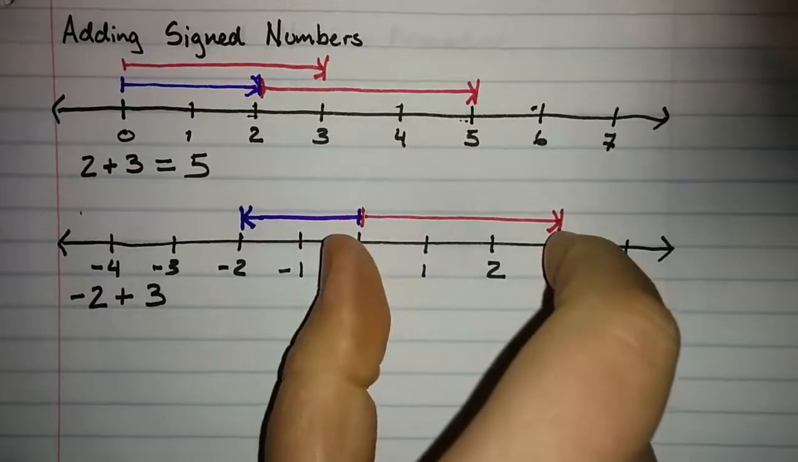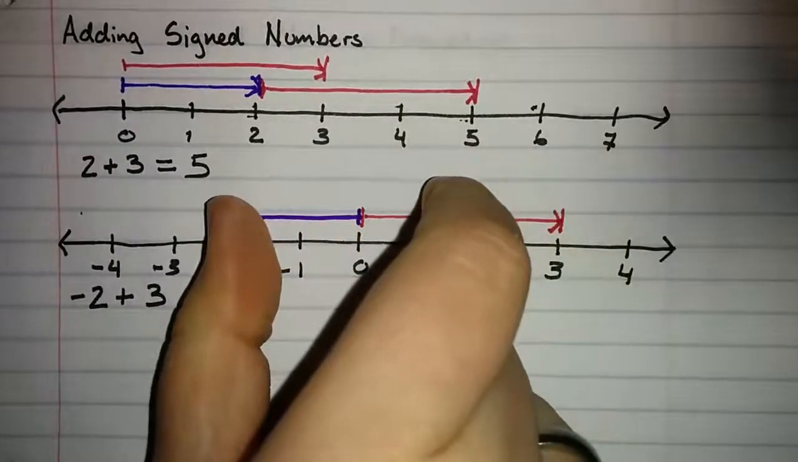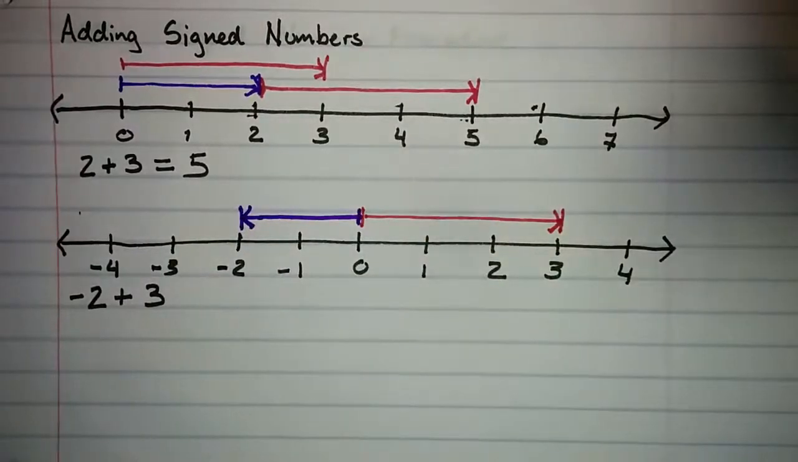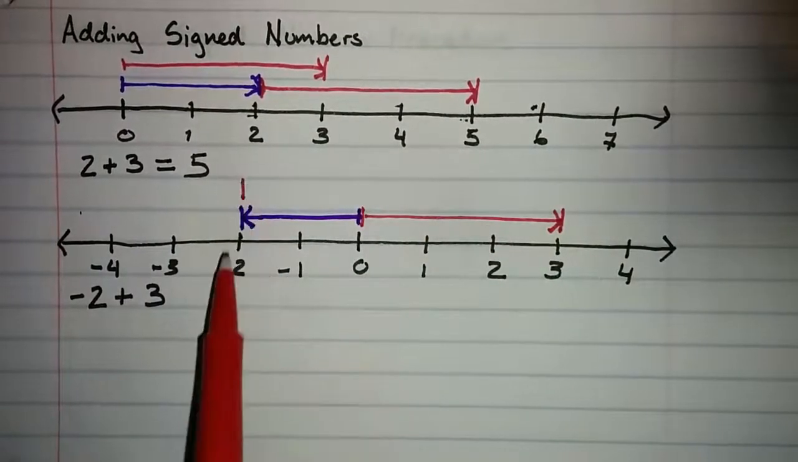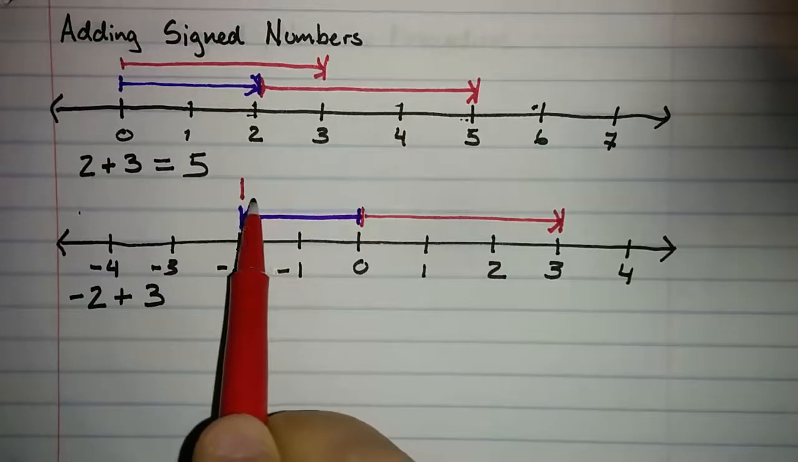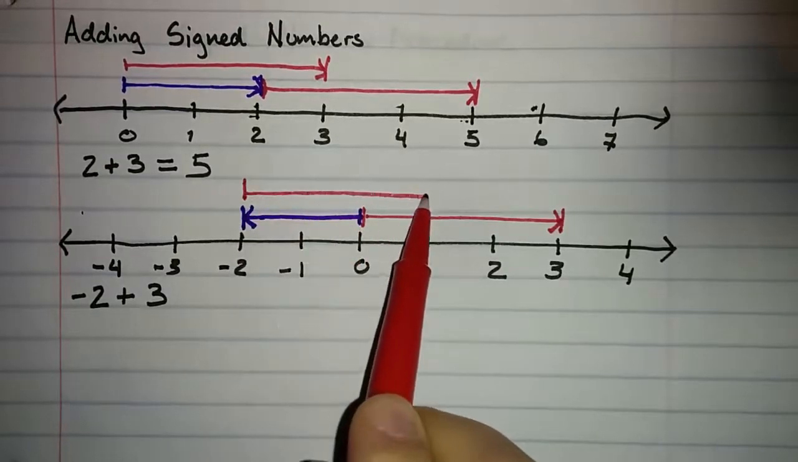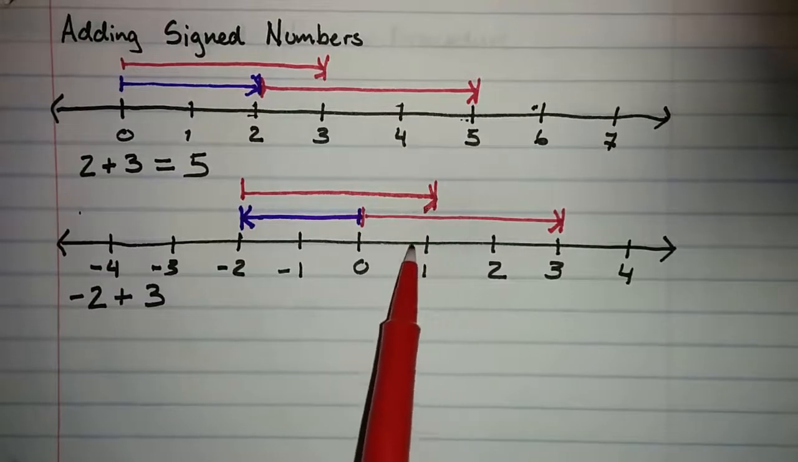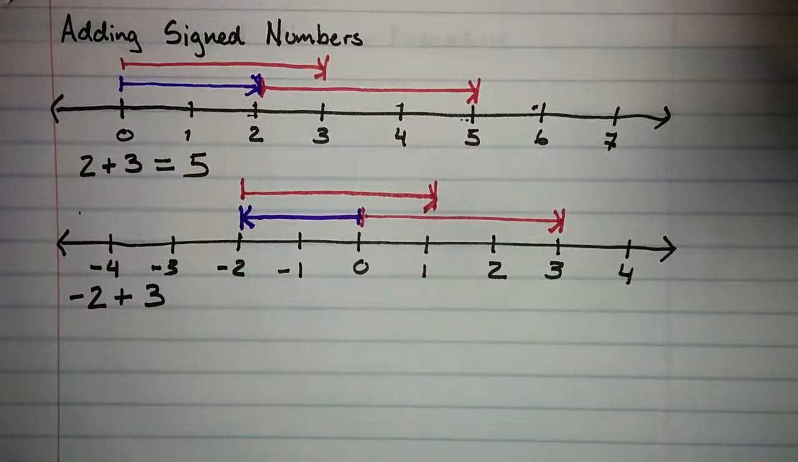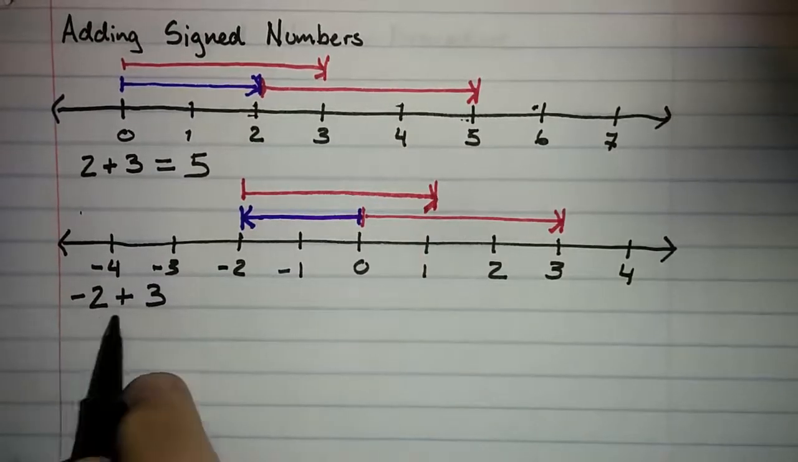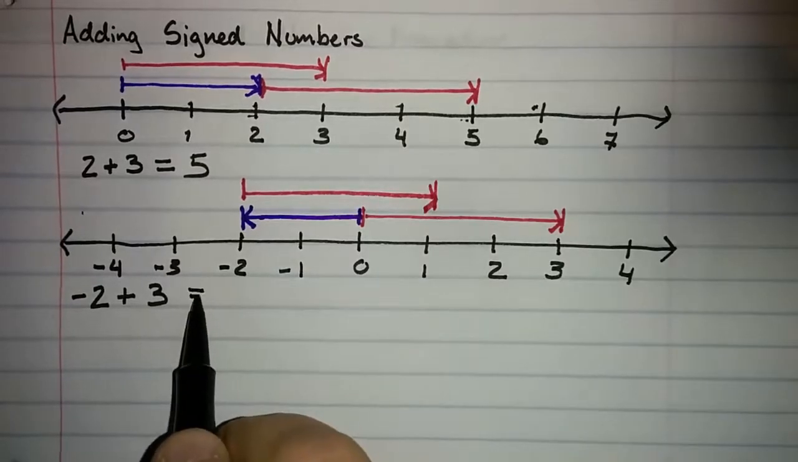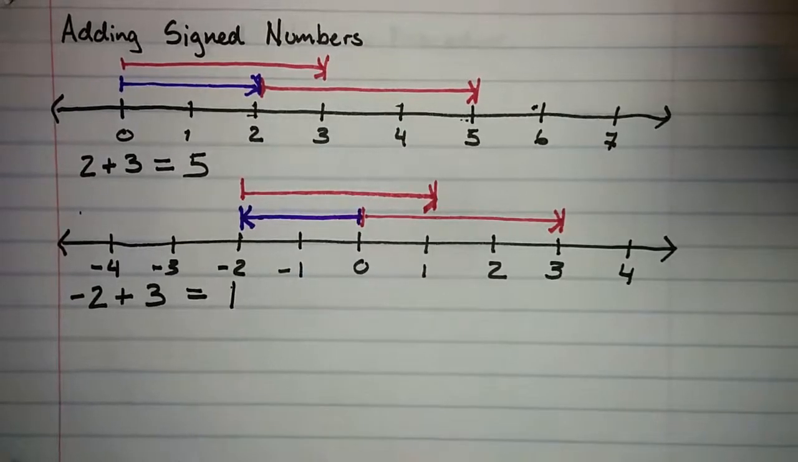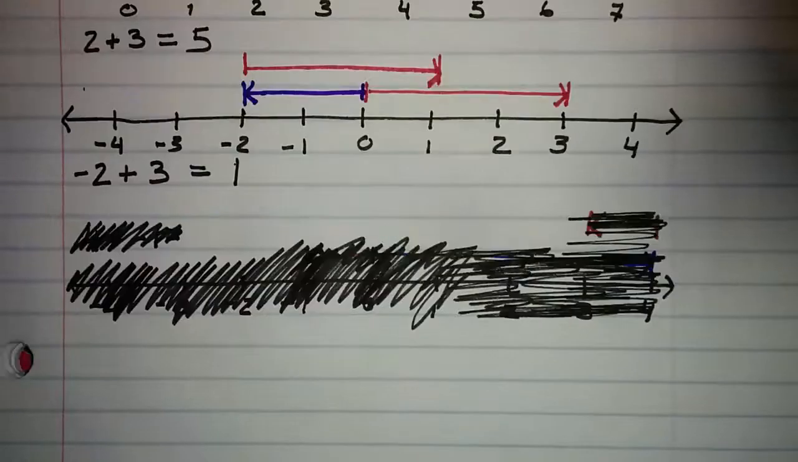And now again, I'll pick up my positive 3 and set it at the end of my negative 2. So from negative 2, I'll go 3 units to the right. Where do I end up? At positive 1. Negative 2 plus positive 3 is positive 1. Does that mean that a negative number plus a positive number is always a positive number?